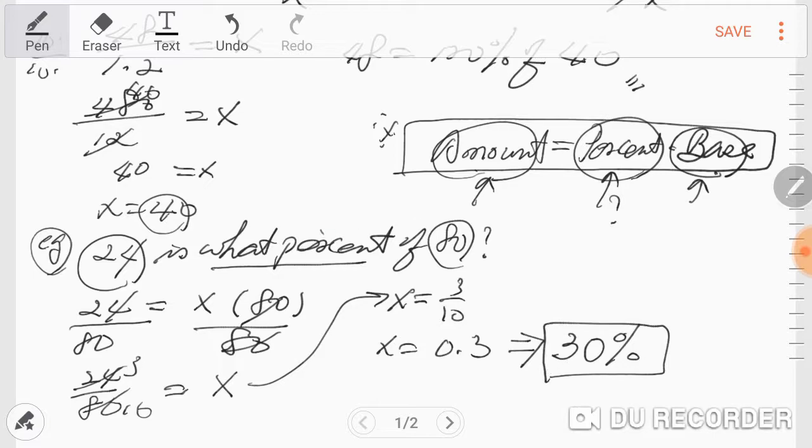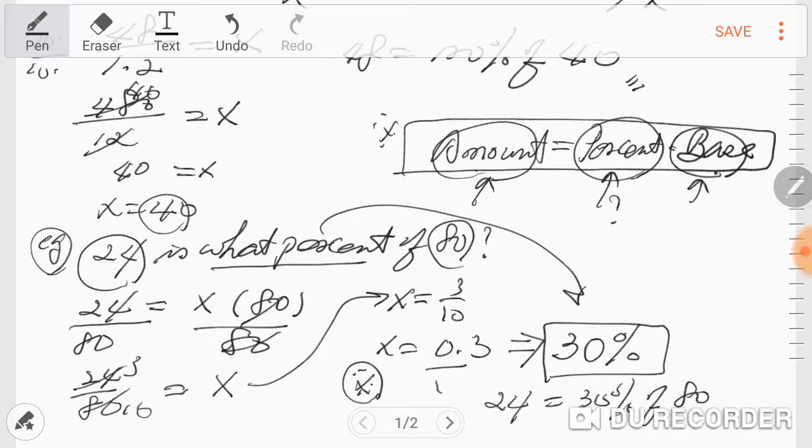So what percent is 30%? So 24 is 30% of 80. So this is very important. Convert the decimal, because the decimal represents the percent. So convert the decimal into a percent, so that we can write the answer with the percentage, 30%.